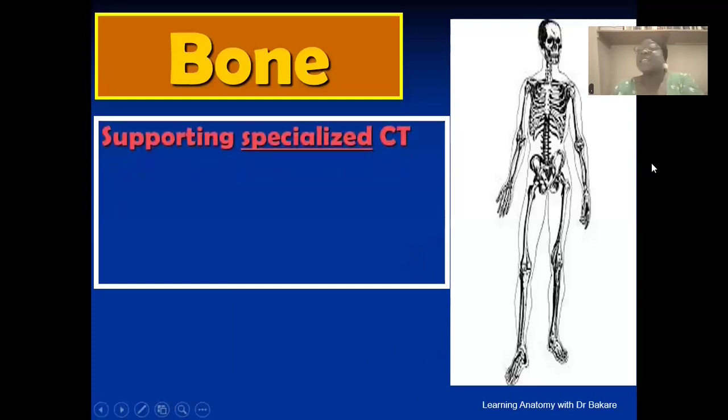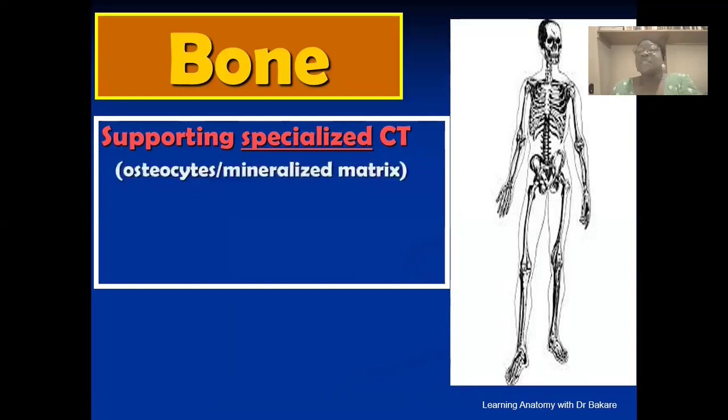Bone is a specialized type of connective tissue. I've put up other lectures on connective tissue. If you've not checked those lectures, please kindly go and do so to keep yourself updated. Bone, we say, is a specialized type of connective tissue, and it is a supporting type of specialized connective tissue. It is specialized because it contains specialized cells, which are the osteocytes, and also it contains mineralized extracellular matrix. This is what gives bone its hard nature.